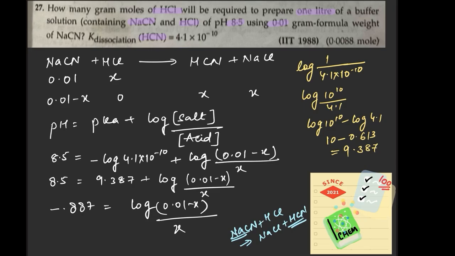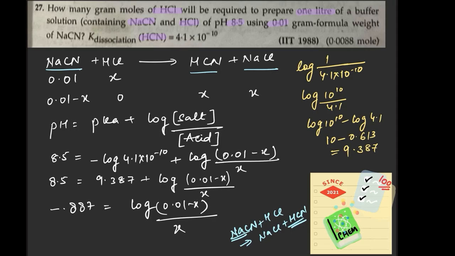So actually, in the presence of HCl, if the amount of HCl is less, then NaCN will react with HCl, forming HCN and NaCl. HCN, a weak acid, and its salt with a strong base, that is NaCN, this combination acts as a buffer solution. Initial concentration of NaCN is given as 0.01 moles, and let the initial concentration of HCl be X moles.